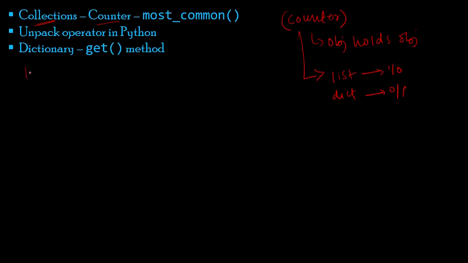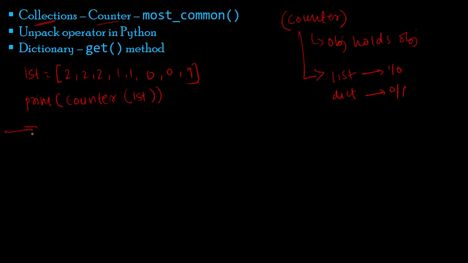Let us say we have a list, lst, which has 2, 2, 2, 1, 1, 0, 0 and 9. These are all the integers which are there on my list, and I tell the compiler to print the Counter of this list. If I do this, I'm going to get an output like 2: 3, 1: 2, 0: 2 and 9: 1. So this will be our output. It is going to be a dictionary, of course.